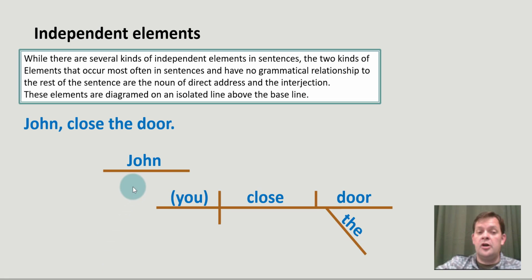John, as an independent element, is diagrammed on a line off by himself, or itself, in the case of the word. So John, noun of direct address, off by itself. "You," the subject, "close," the verb, "door," the direct object, and "the" is modifying "door."